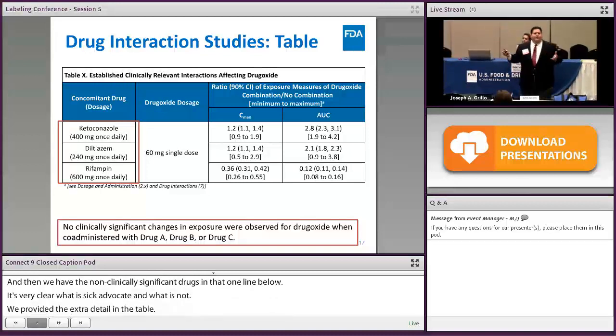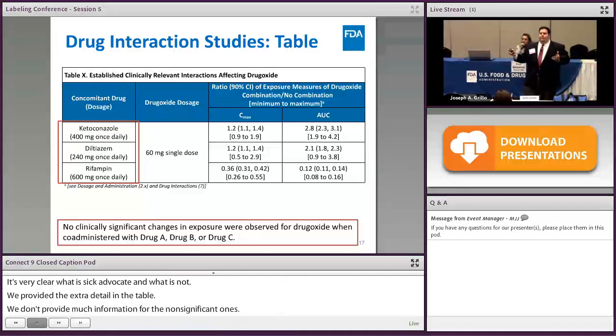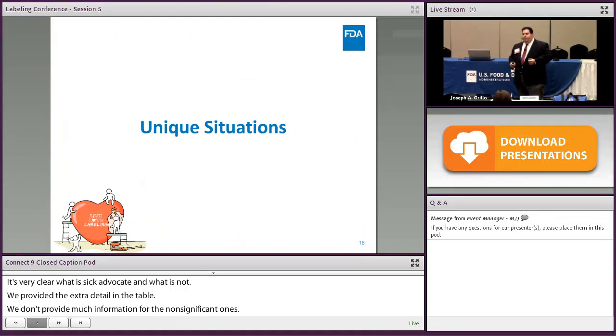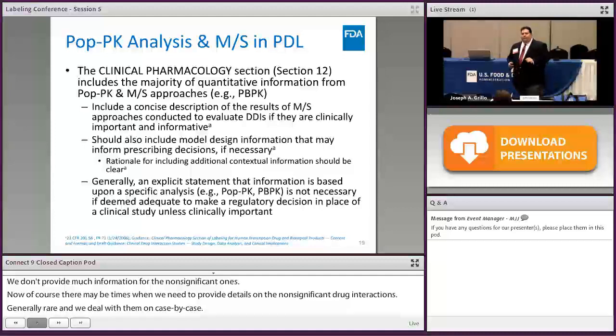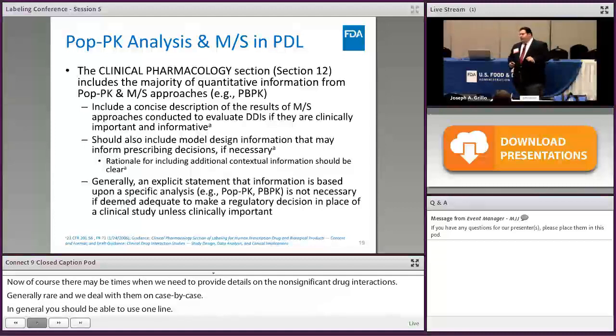Now, of course, there may be times when we need to provide details about non-significant drug interactions, but those are generally rare, and we'll deal with those on a case-by-case basis. But in general, you should be able to use just the one line. So just quickly, some unique situations I wanted to go over.